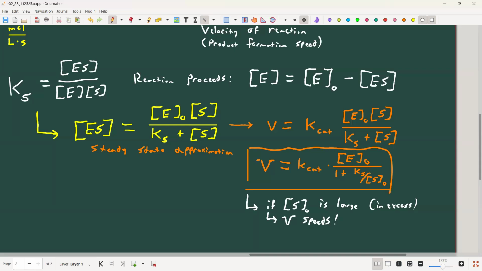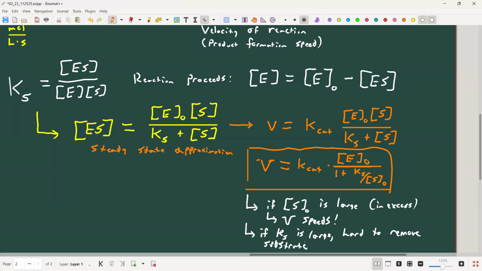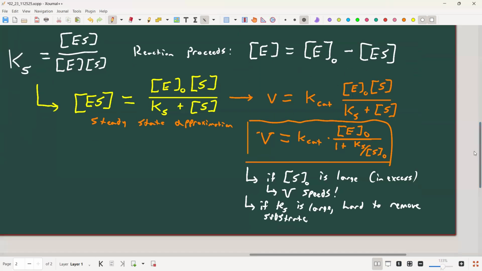Okay, so let's look at that, right? So let me write that down. So if Ks is large, hard to remove substrate. It sticks. It's a sticky substrate. But notice that if Ks is large, the denominator gets modified based on the concentration of S naught.